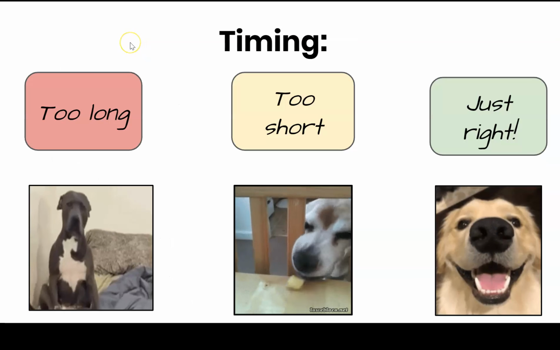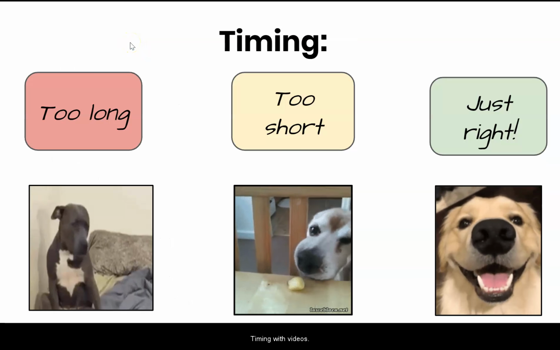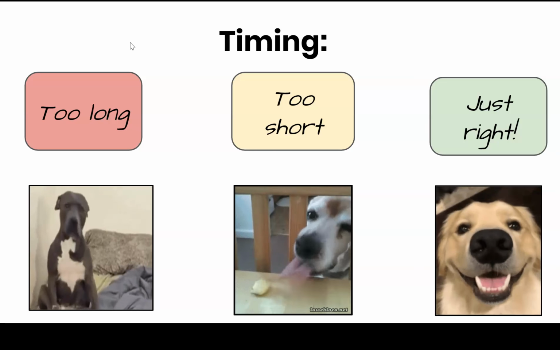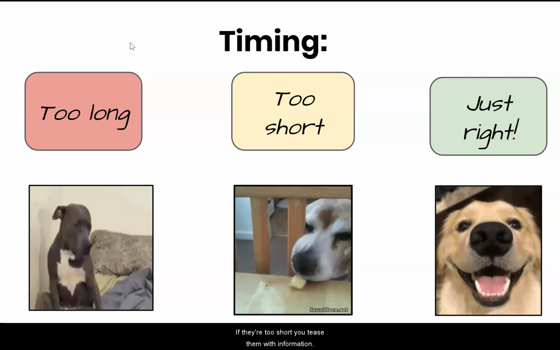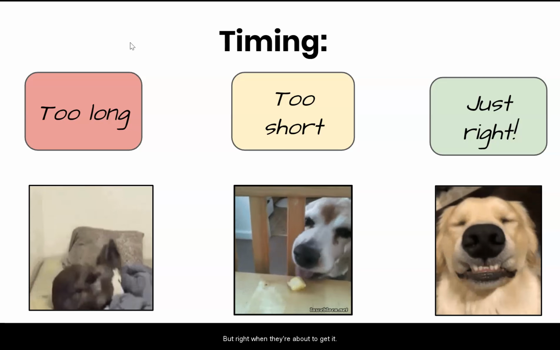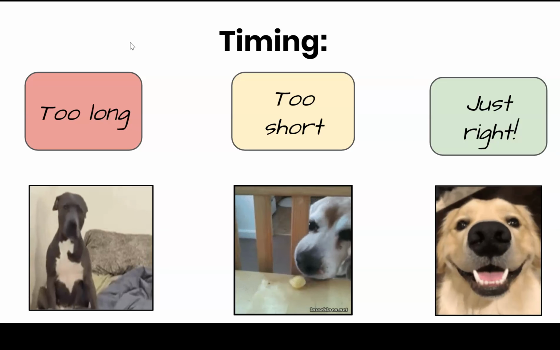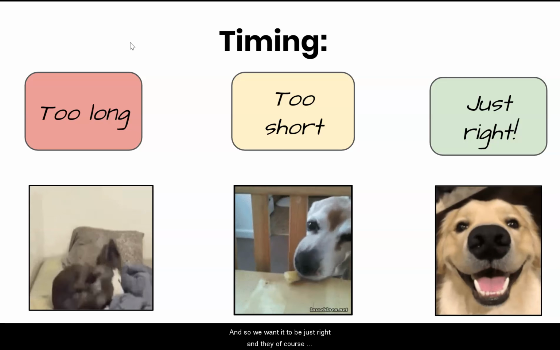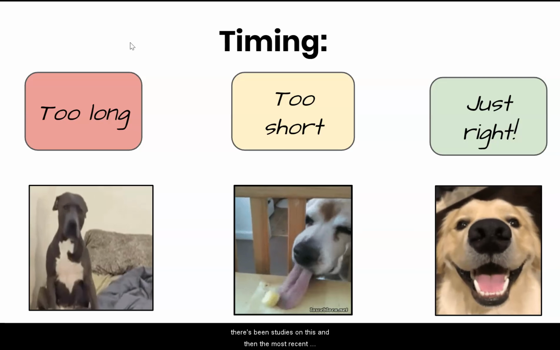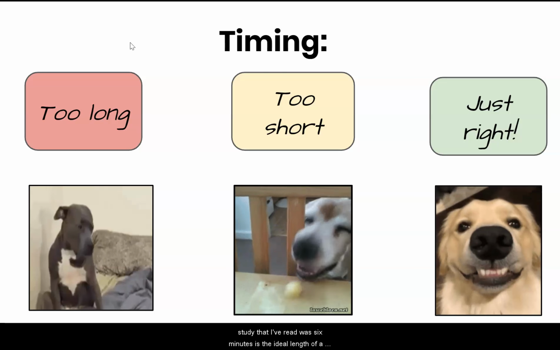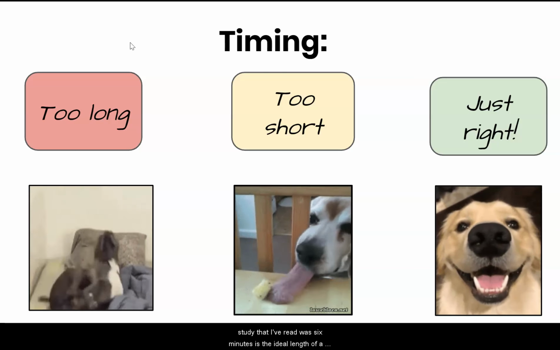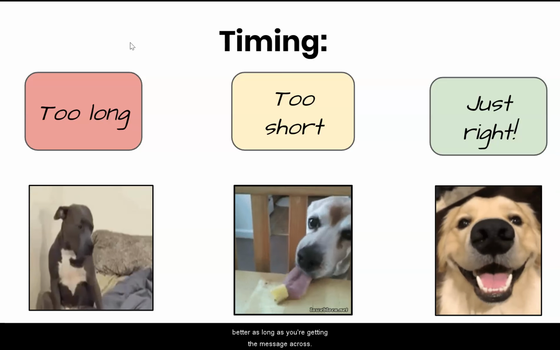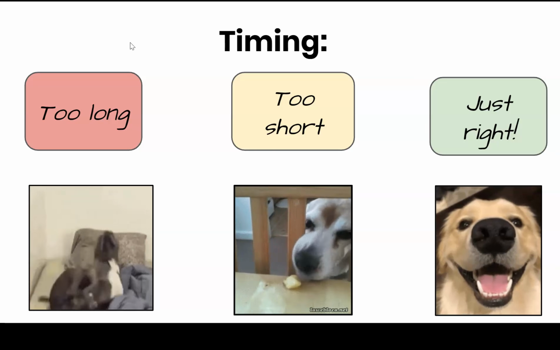So the thing with videos, if they're too long, we bore people. If they're too short, you tease them with information, but right when they're about to get it, you end the video, and they just end up frustrated. And so we want it to be just right. And of course, there have been studies on this. The most recent study that I've read was 6 minutes is the ideal length of a video. I tend to say if you can, shorter typically is better as long as you're getting the message across.